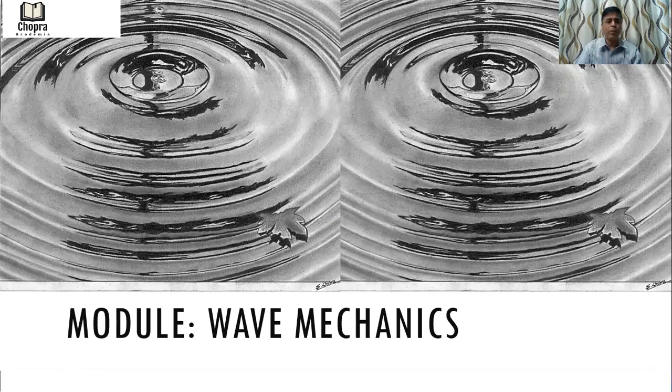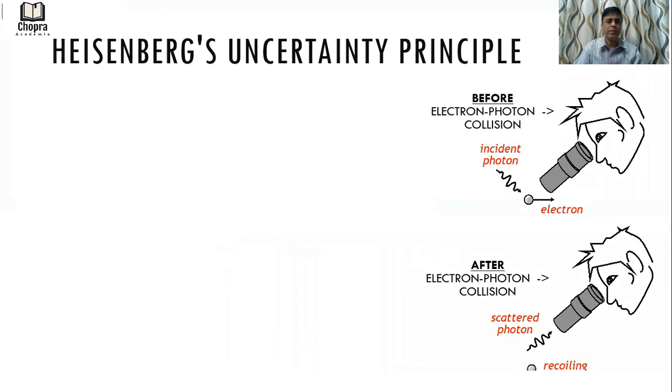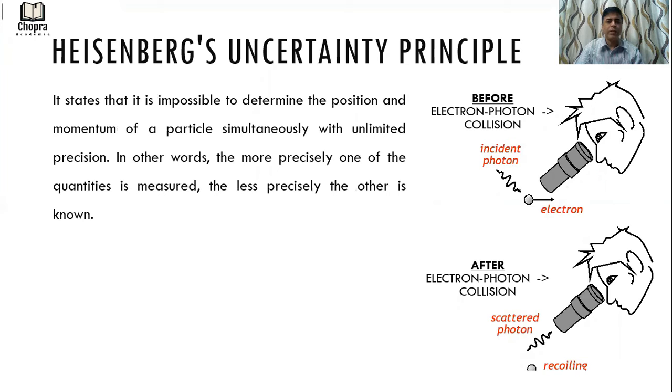Heisenberg uncertainty principle states that it is impossible to determine the position and momentum of a particle simultaneously with unlimited precision. In other words, the more precisely one of the quantities is measured, the less precisely the other is known. As you can see in the diagram here, if a person wishes to measure the motion of an electron, it has to be done using some incident photon.